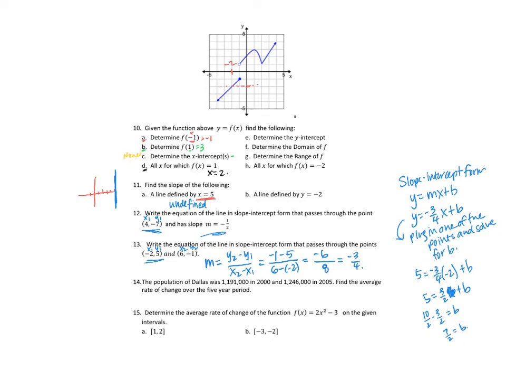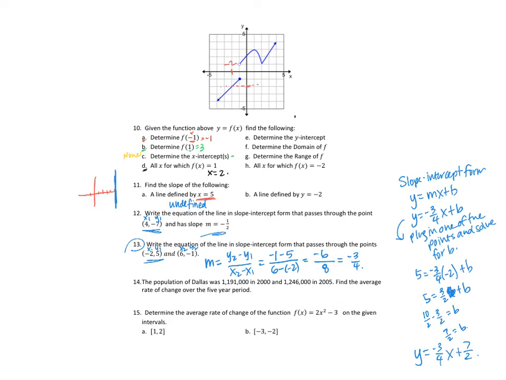Now, I'm not quite done yet because I just found the b. I know the m now, and now I know the b, so I can put it all together. So the equation of my line is y equals negative 3/4 x plus 7 halves. And that's the answer then to part number 13.